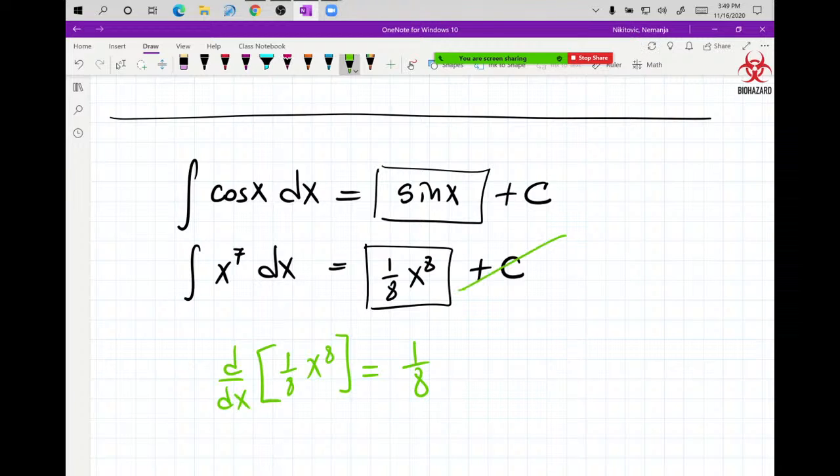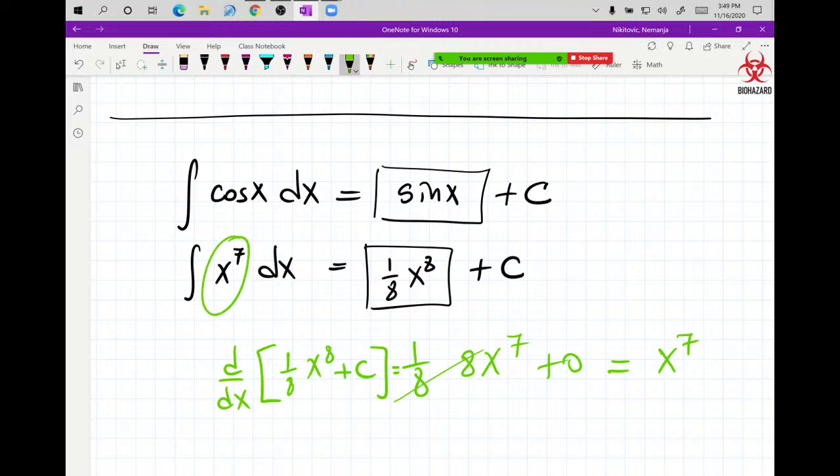Oh, by the way, the derivative of c is just 0, so I didn't even write it. I should have, but let's say it: plus c. So you copy the constant, then the derivative is this, plus 0, which is the derivative of c. These guys cancel, and you just get your x to the 7. Yay. Very simple to check this.